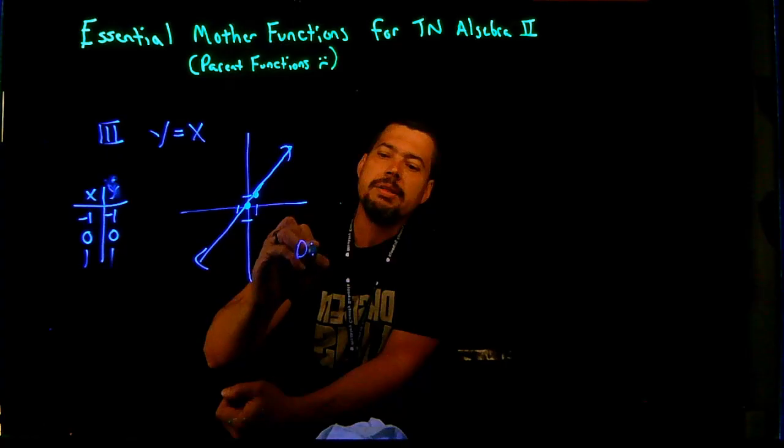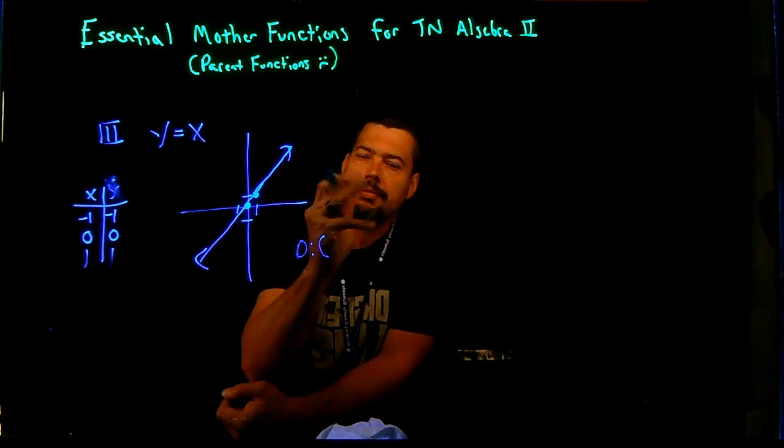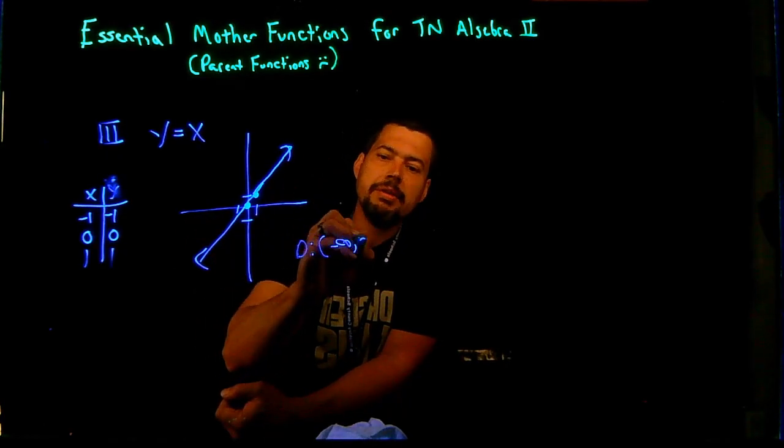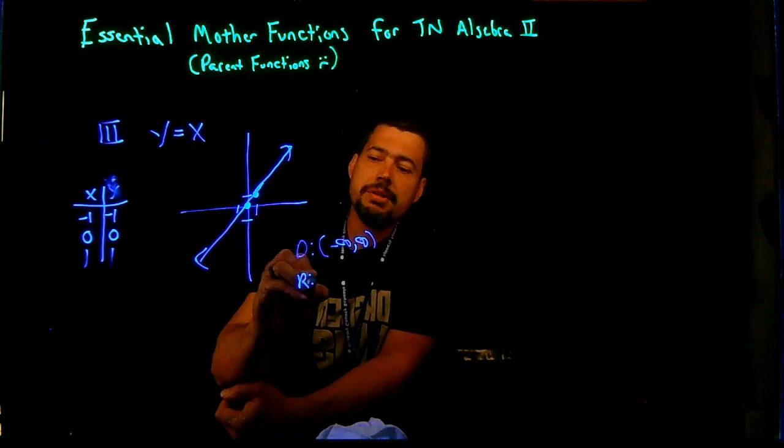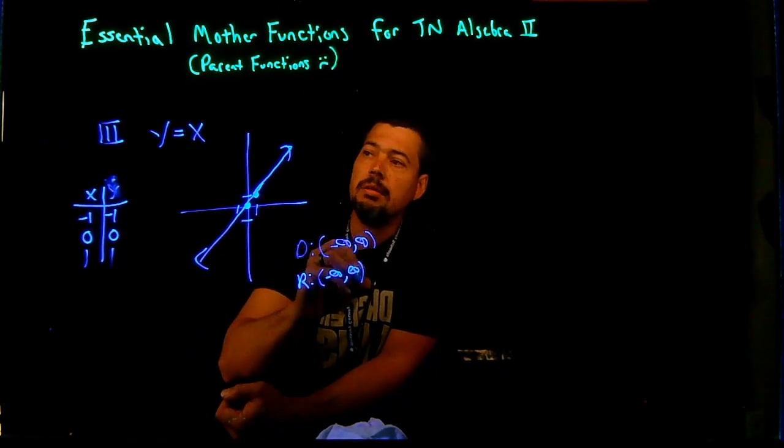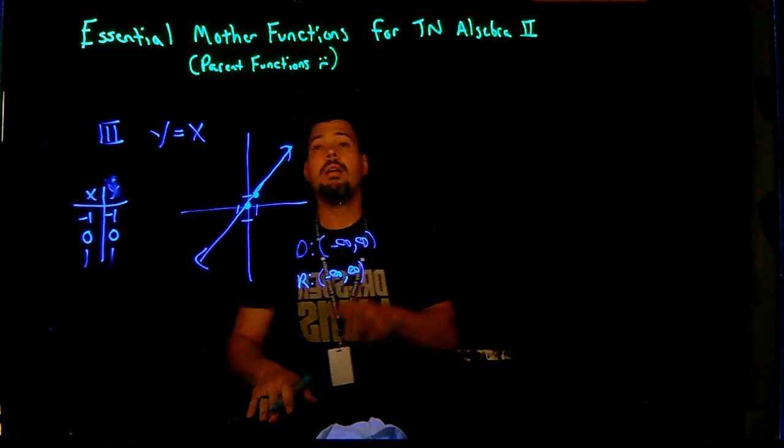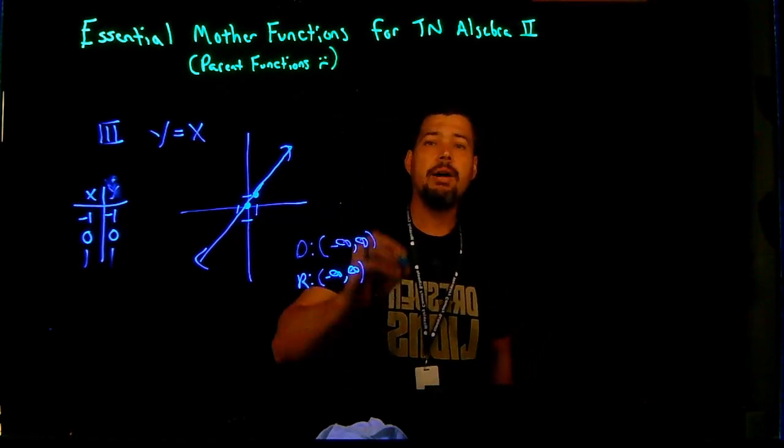Its domain is quite simple. It runs left and right forever, so negative infinity to positive infinity. Its range is also the same thing. It falls forever and rises forever. All right, there's y equals x. Next up would be the absolute value.